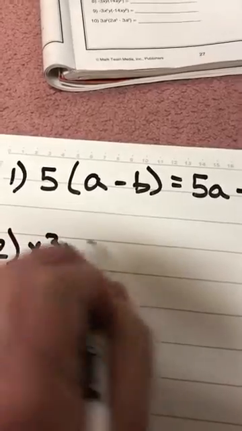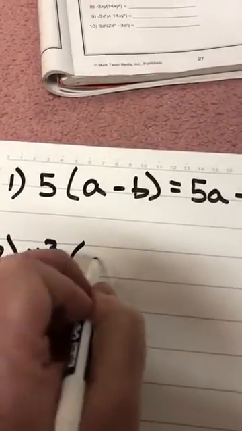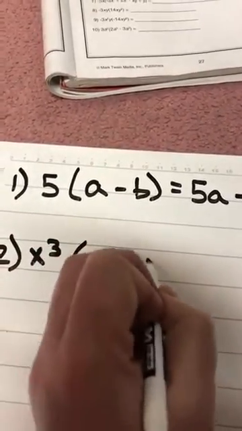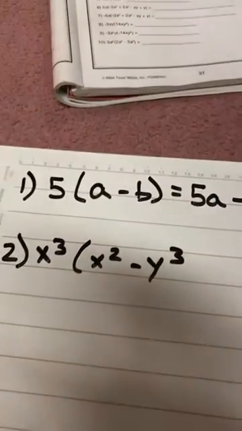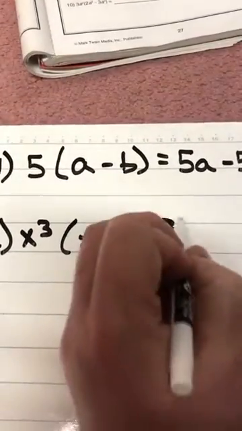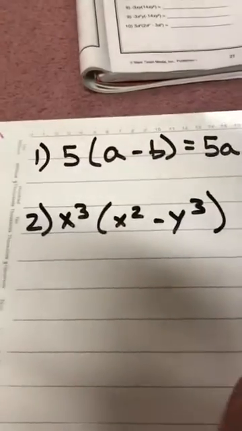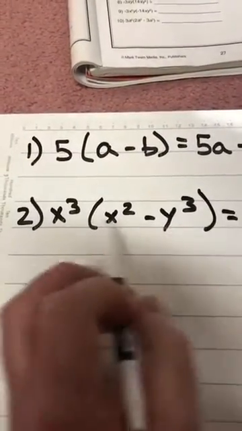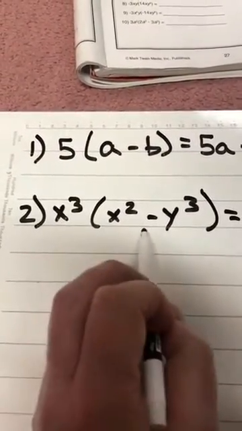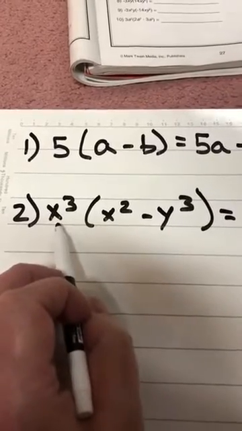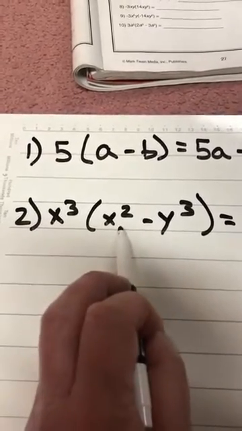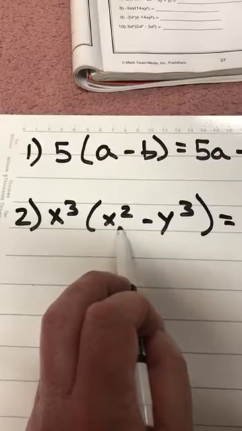We're going to move along through this pretty quickly. Let's say, for example, that I have x to the power of 3, and I'm going to multiply that by x to the power of 2 minus y to the power of 3. And so I'm looking at that and thinking, okay, first, once again, a term right next to parentheses is going to mean multiplication. X to the power of 3 multiplied by x to the power of 2.